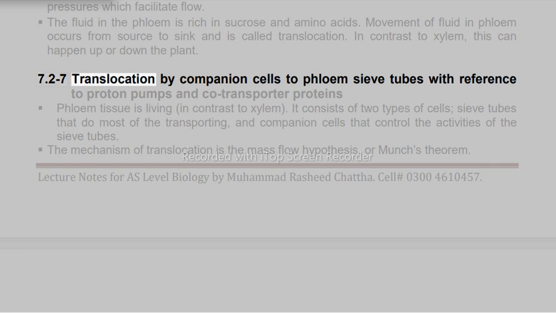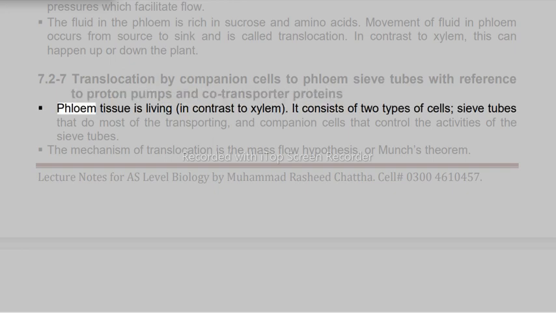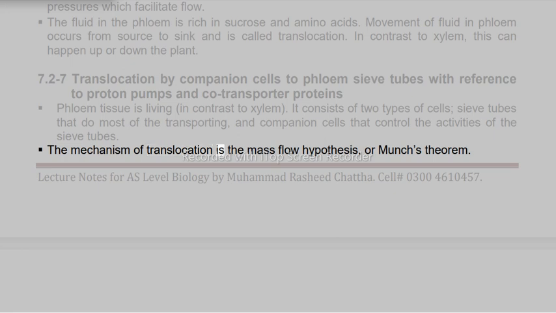7.2.7: Translocation by companion cells to phloem sieve tubes, with reference to proton pumps and cotransporter proteins. Phloem tissue is living, in contrast to xylem. It consists of two types of cells: sieve tubes that do most of the transporting, and companion cells that control the activities of the sieve tubes. The mechanism of translocation is the mass flow hypothesis, or Munch's theory.